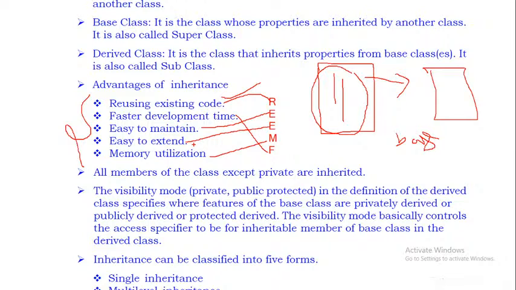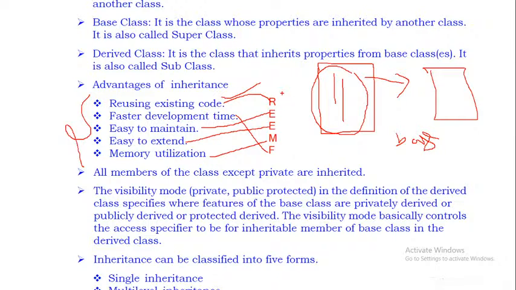And also we can extend it. Suppose I am taking base class data and derived classes. If I wanted to add one more derived class, you can extend it, no problem. Extending is very easy. And also it will consume very less memory. Memory utilization: memory will be utilized very efficiently. That is the most important advantage in inheritance.